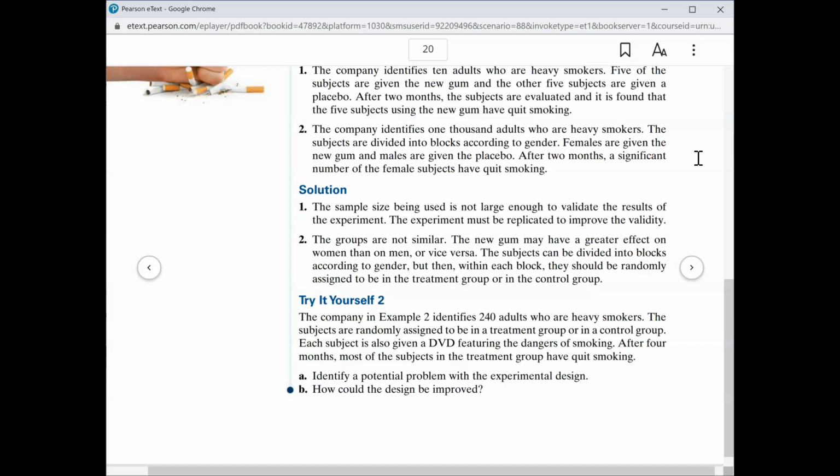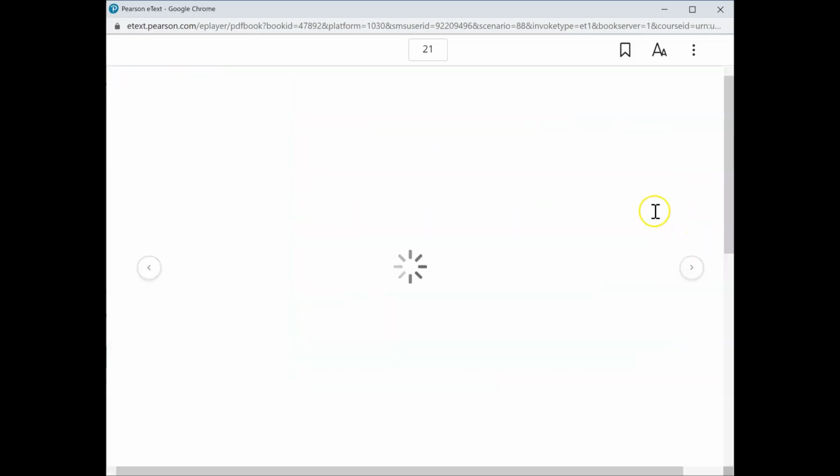So what you want to do is make the two groups, the control group and the treatment group, as similar as possible, and that the only difference is the actual treatment that you're trying to study. Moving on.